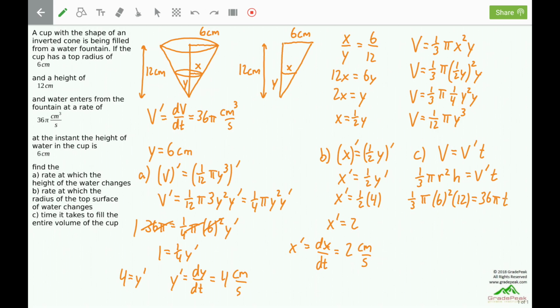Again, instead of multiplying all the numbers out on the left side and getting big numbers, we can look to cancel some things out. Again, there's a 6 squared here, which will cancel with the 36. They're both in the numerator on each side. And then the pi's can cancel. They're both in the numerator on each side. And we're left with t will equal 12 times 1/3, which is 12 divided by 3. 12 divided by 3 comes out to 4. We're in time units of seconds here, so it'll take 4 seconds to fill the entire volume of the cup.